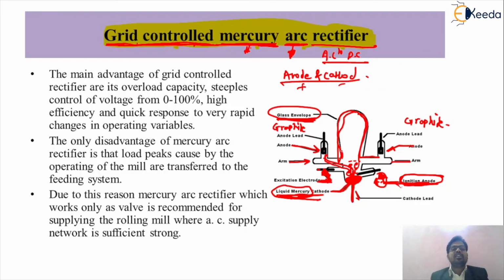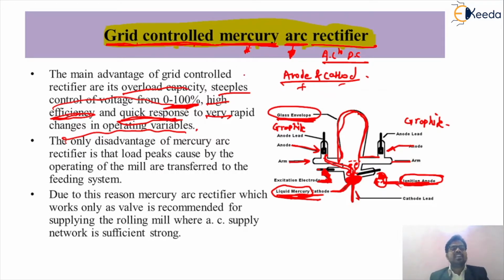So what are the different advantages of the grid control rectifier? Basically, this grid control rectifier provides overload capacity and stepless control of voltage from 0 to 100%. The efficiency of this type of rectifier is very large, and it is used for quick response to very rapid changes in the operating variable, because this is a requirement in the different types of rolling mills.